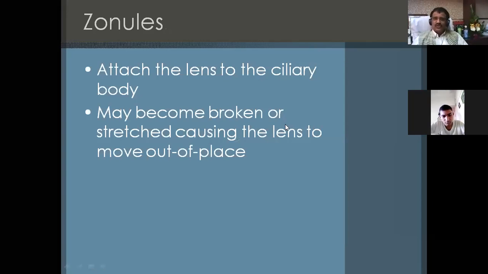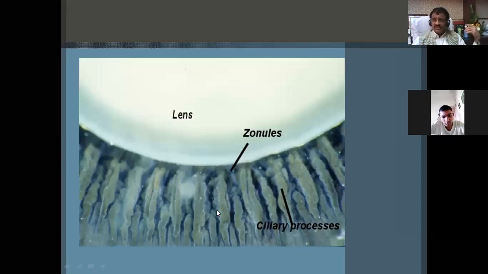Now we'll go to zonules. Zonules are the parts which attach the lens to the ciliary body. They may become broken or stretched, causing the lens to move out of place. Eventually sometimes it happens. Here you can see the zonules. Here you can see the lens. You can see the ciliary process.